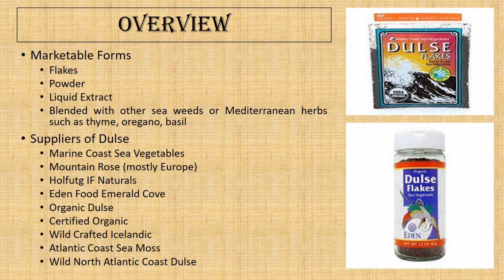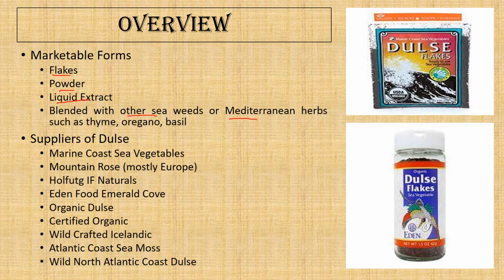So these are the marketable forms in which dulse can be obtained. Dulse can be obtained in flake form, in powder form, in liquid extract, or the flakes of dulse can be blended or mixed with other seaweeds or Mediterranean herbs.